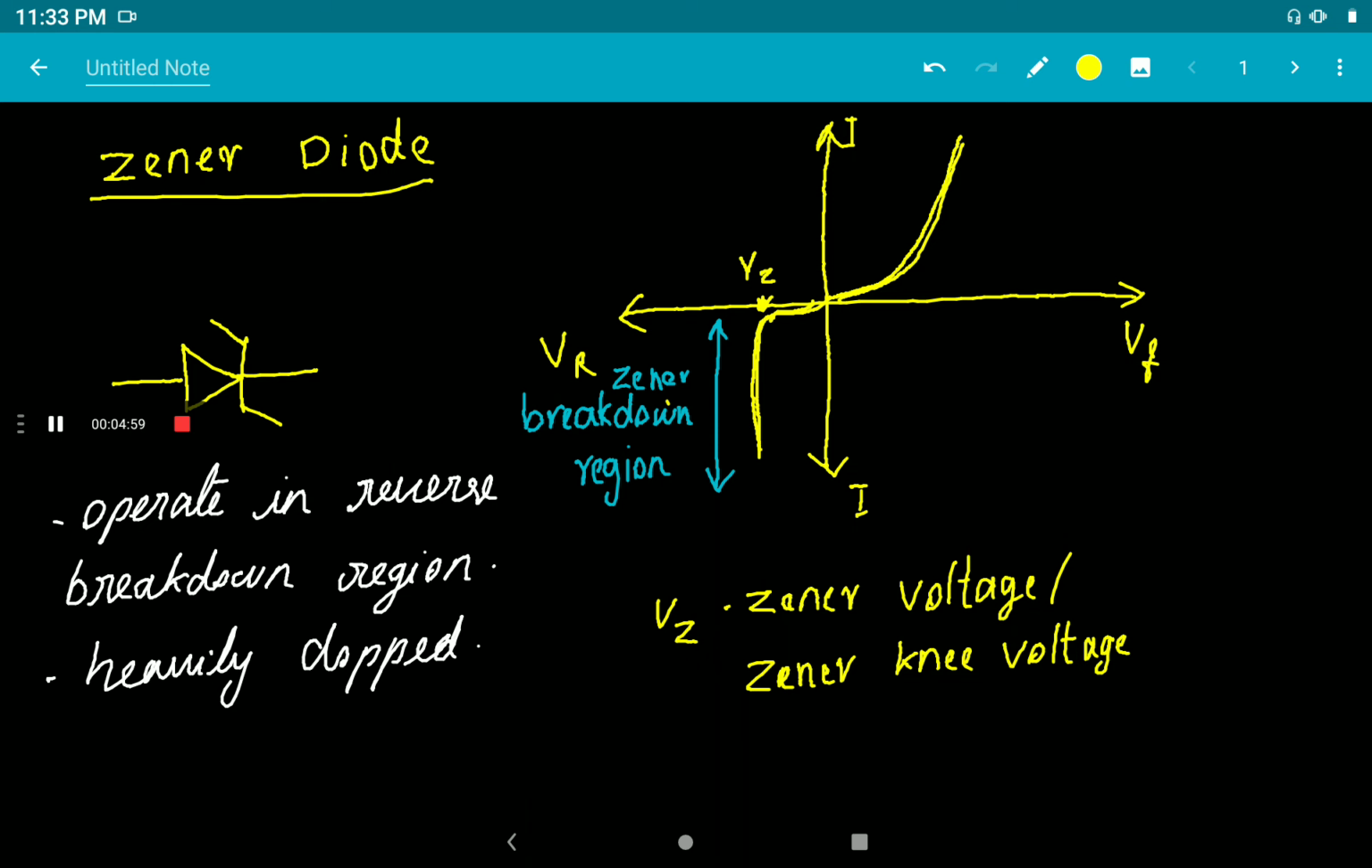So that particular voltage is known as Zener voltage. So because it shows this constant voltage property, we use the Zener diode as a voltage regulator.